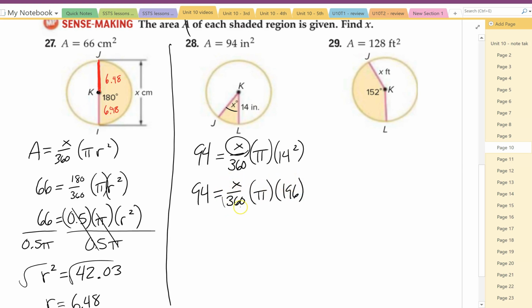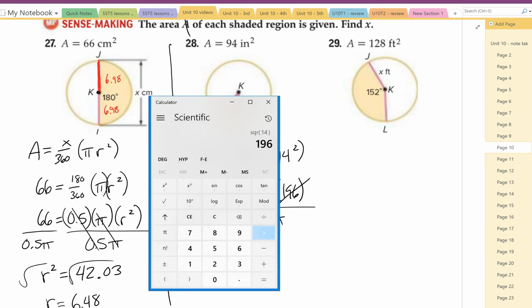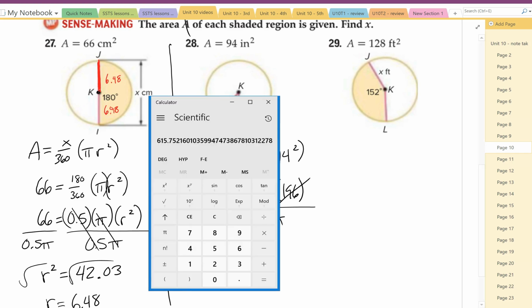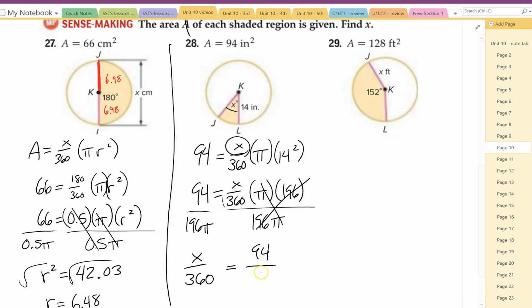Okay, so I want to get this by itself. So I'm going to divide on both sides by 196 pi. Right? That's going to get rid of those two things, leave me with just this x over 360. So I need to figure out what 196 pi actually is. And it is 615.75. So x over 360 is equal to 94 divided by 615.75. Okay, so all I did here is I flip-flopped around what I had.